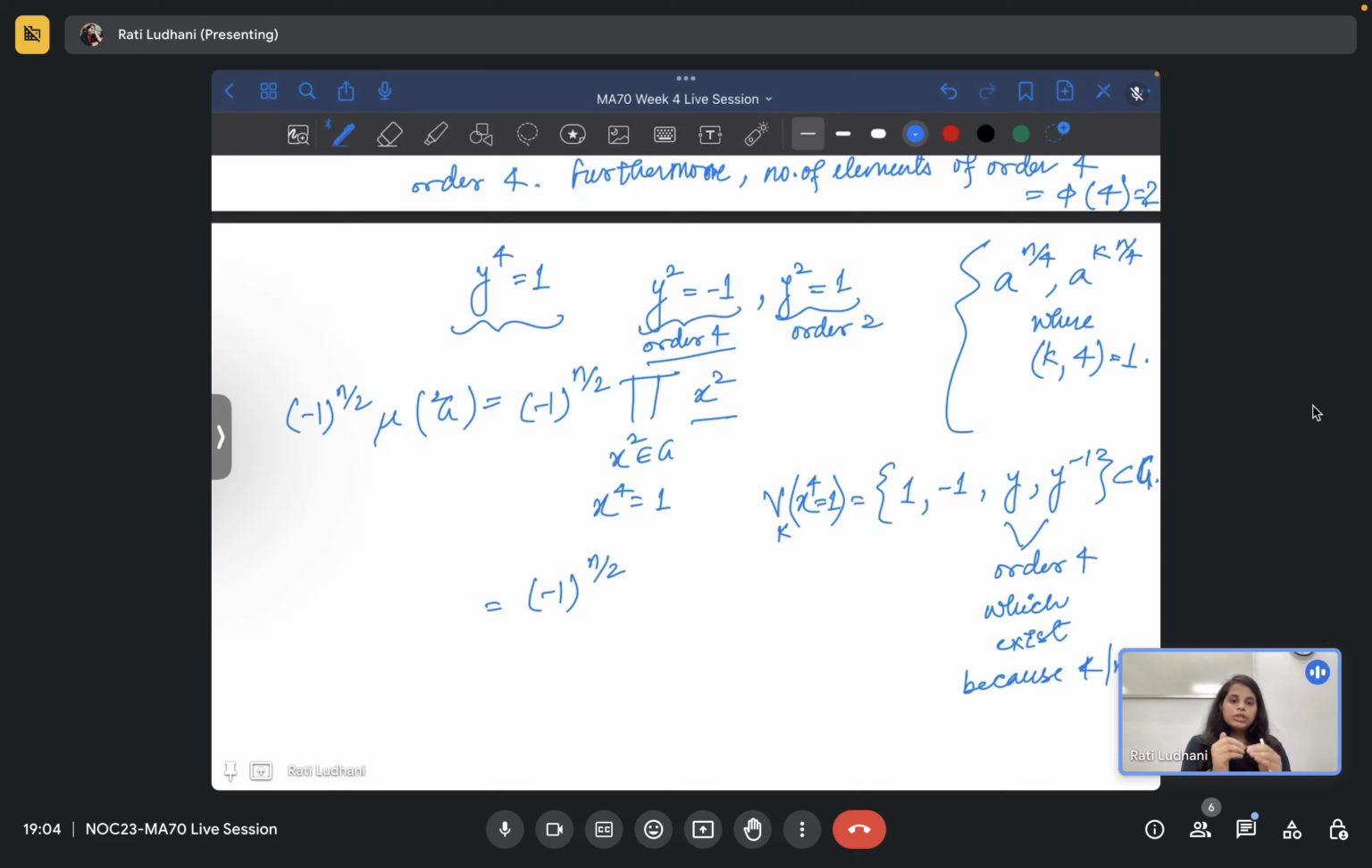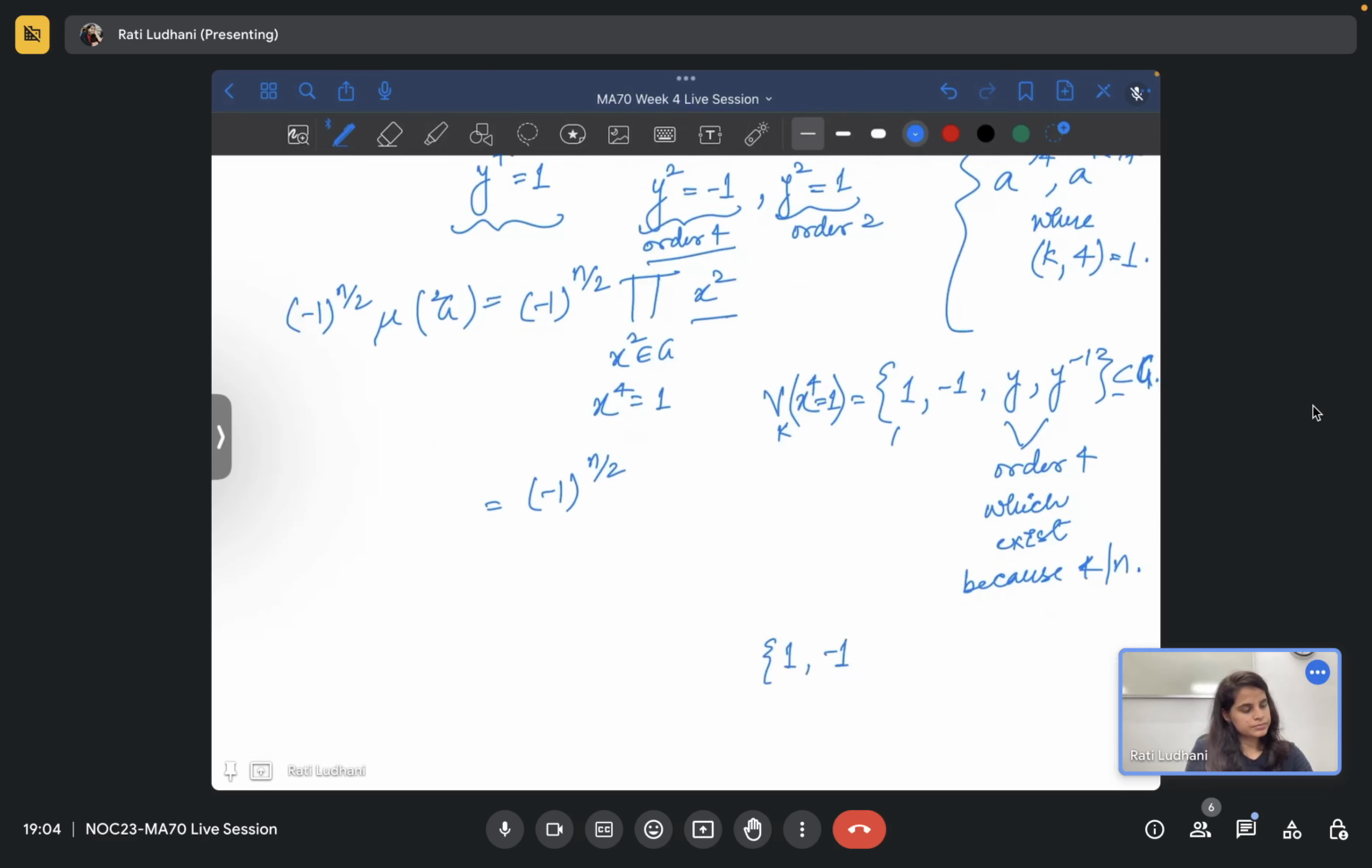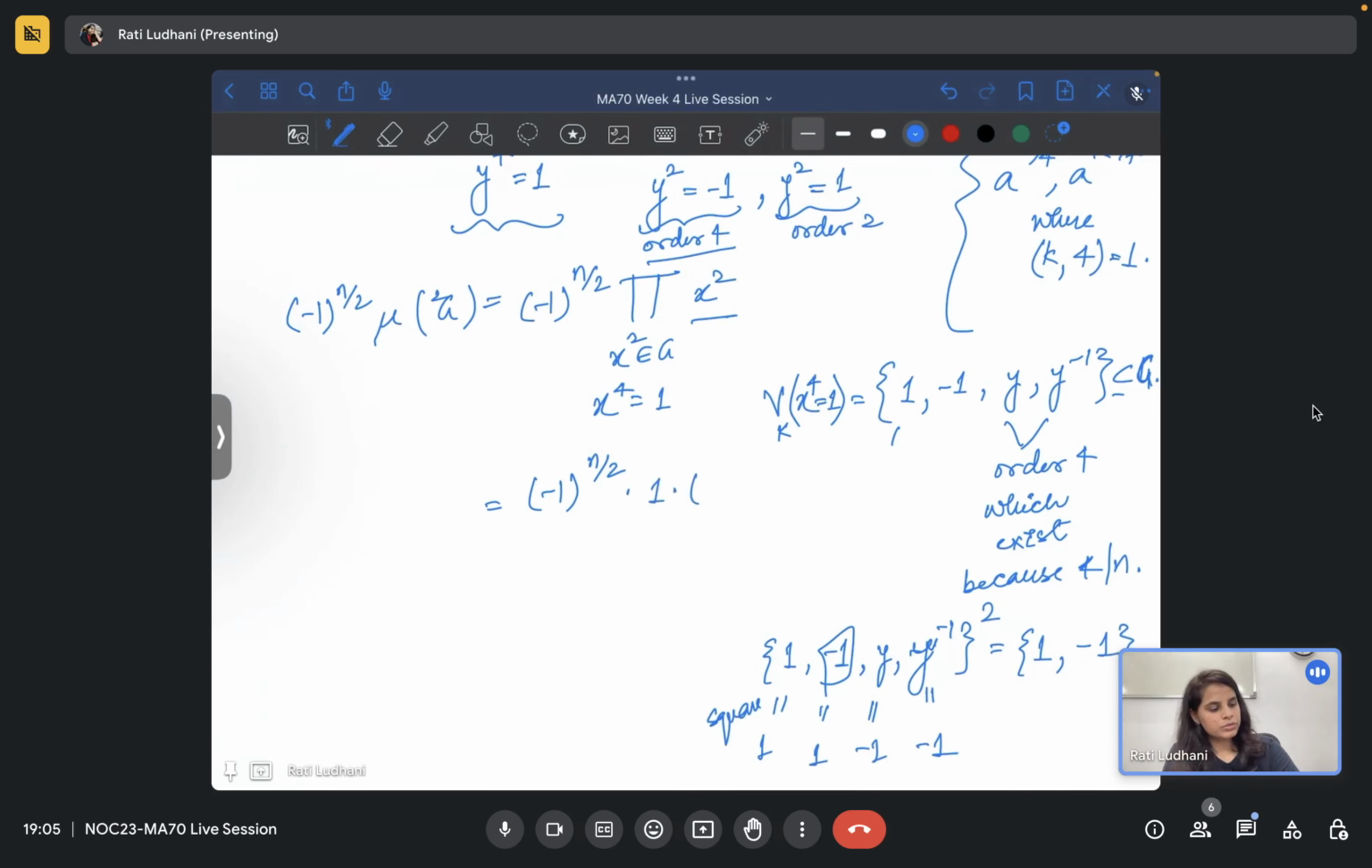Now what you need to do, you need to square it up and take the product with distinct elements to be here. So when you do square, what will you get? You will get 1 and minus 1. Square of this will be 1, square of this will be 1, square of this, y square, we know that this is minus 1, so this is minus 1 and this is minus 1. So as a set we get 1 into minus 1, so this will be 1 into minus 1.